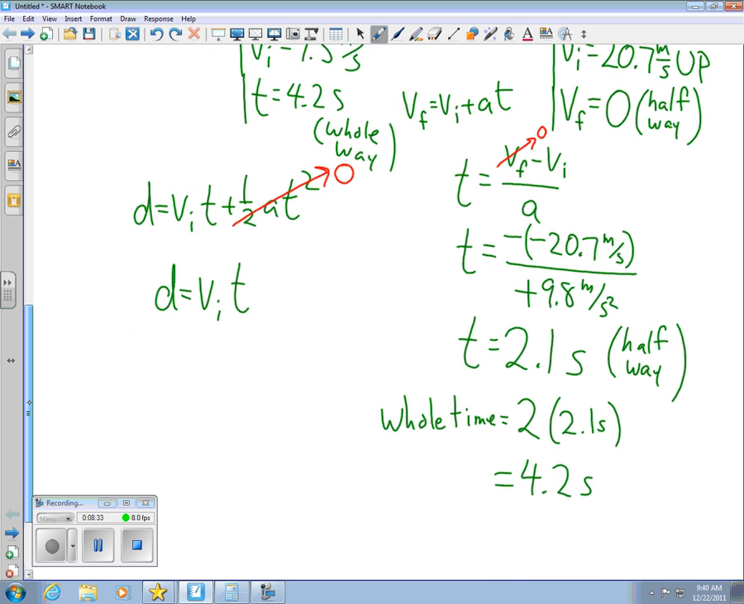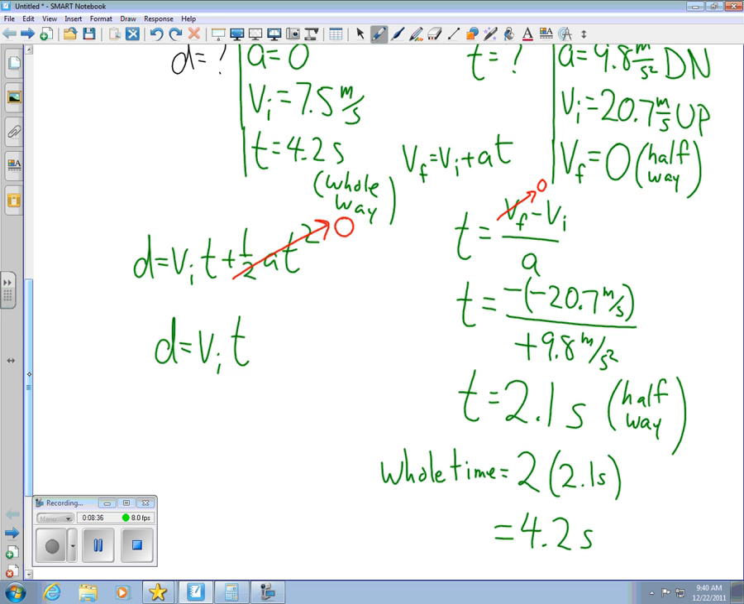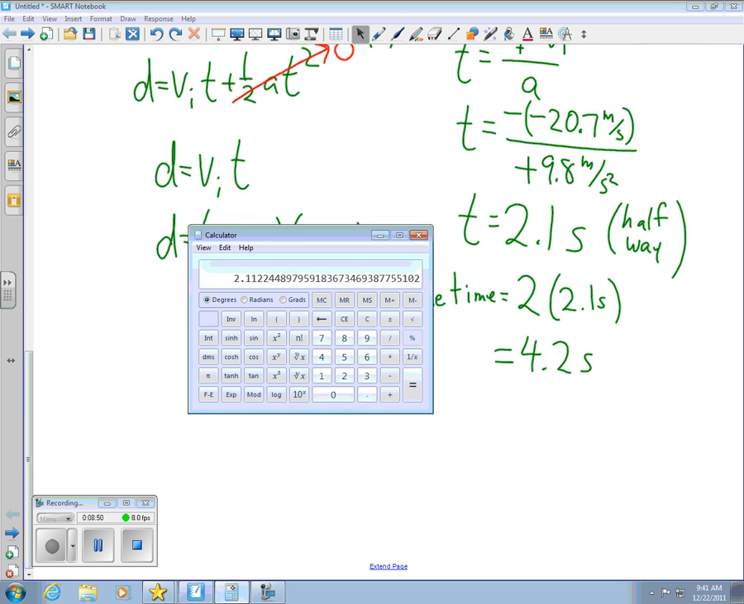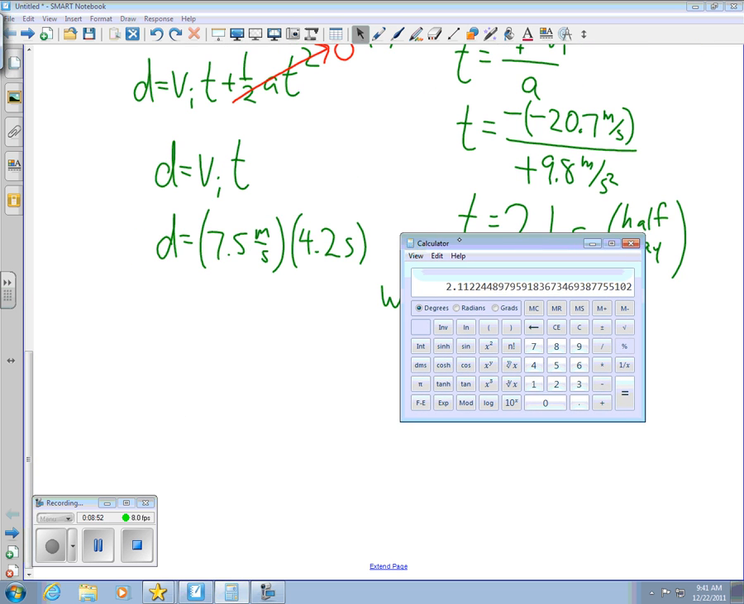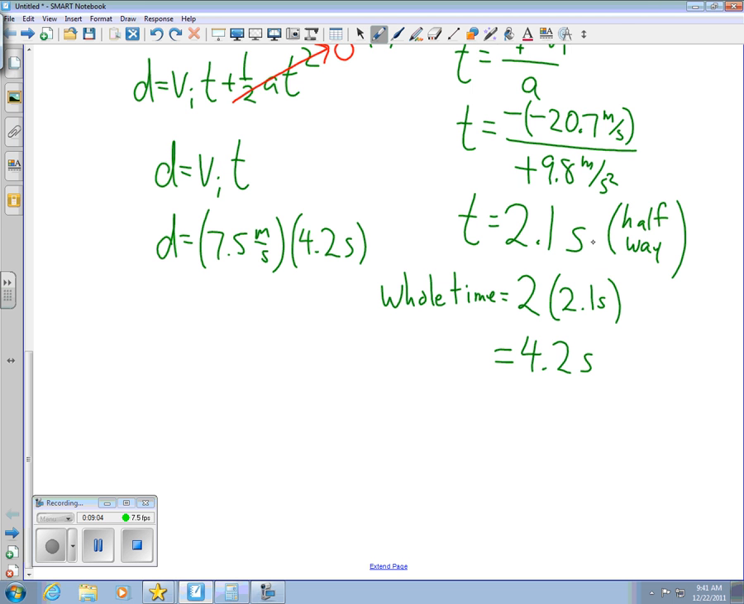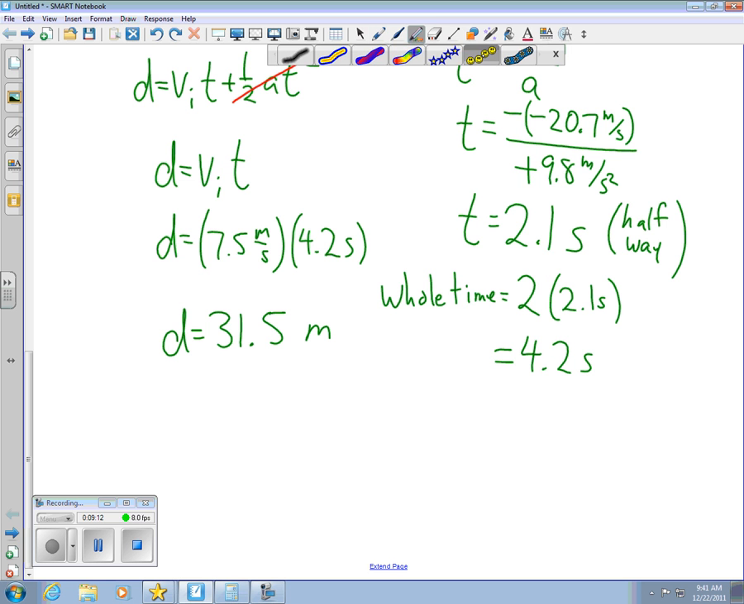Okay, I'm almost done. I can now plug in the values that I have under horizontal. The horizontal velocity is 7.5 meters per second, and the time is 4.2 seconds. So I just have to multiply those. Calculator back out. I have 7.5 times 4.2 equals, and I get 31.5 meters. So I'll plug that in here as D equals 31.5 meters. And I am done, and I am happy.